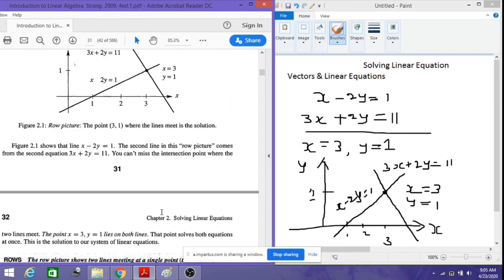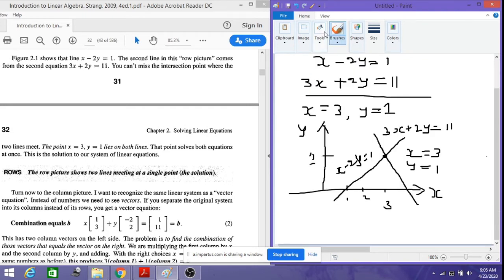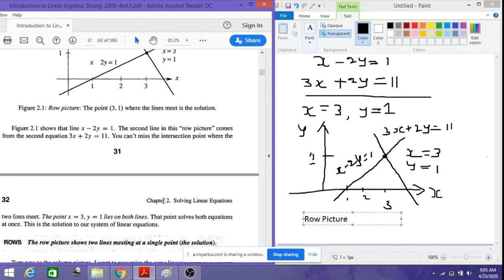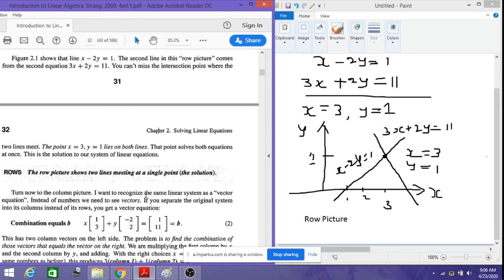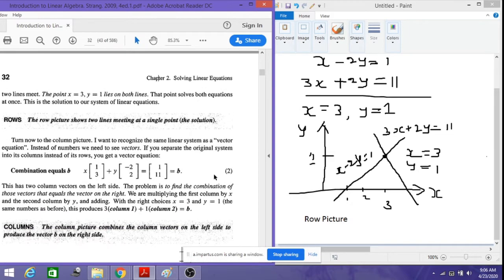So this is the row picture representation. Basically if we write here, it is this kind of diagram, we call it the row picture form. And the point meets at x equal to 3 and y equal to 1. So here the row picture shows the two lines meeting at a single point.